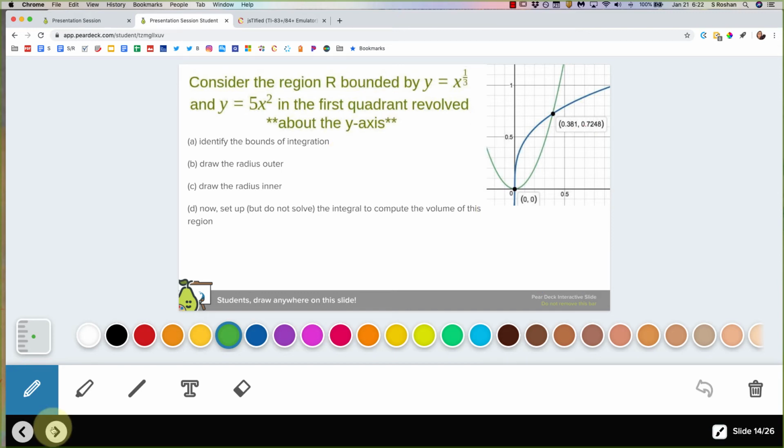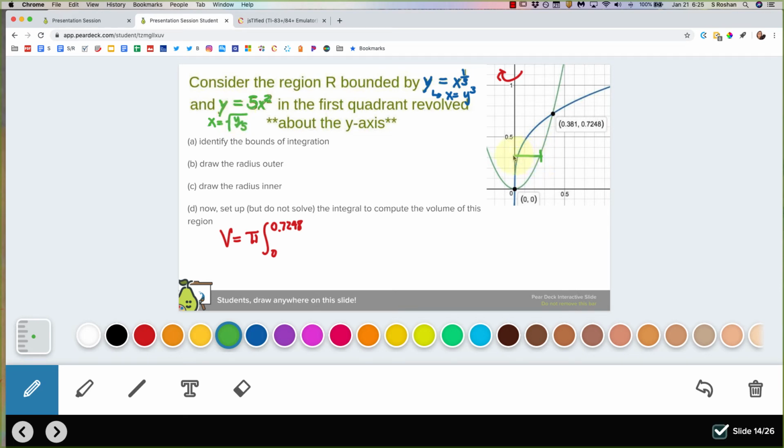Okay, that's going to make this next part really easy when we want to rotate now about the y-axis, because we've already done all the hard work in the last one. We have already said that our bounds are now going to be 0 to 0.7248. And so we had said that y equals x to the 1/3, which was our blue curve, is equal to x equals y cubed. And y equals 5x squared, which is our green curve, is equal to x equals root y over 5. So we could rewrite it like that.